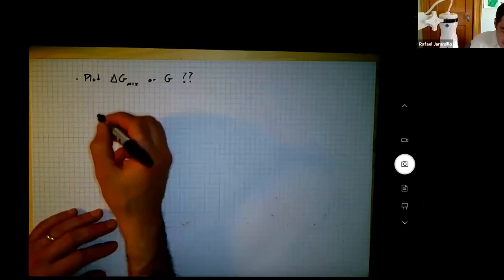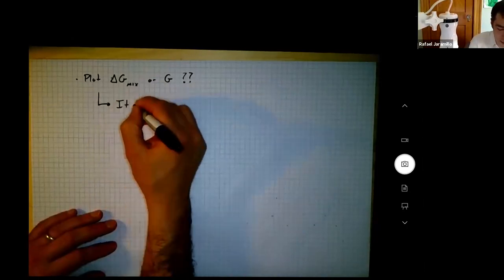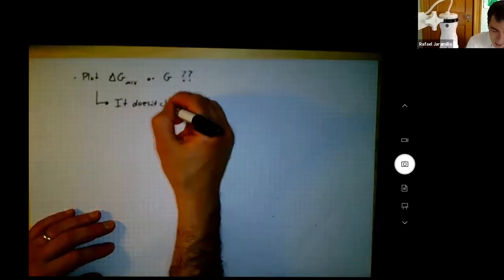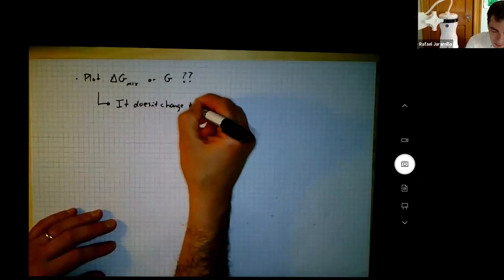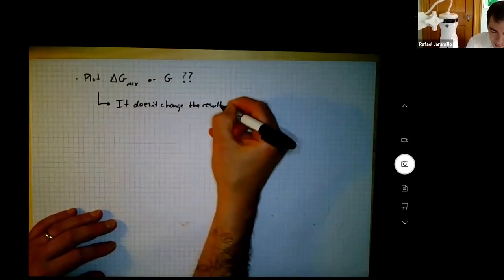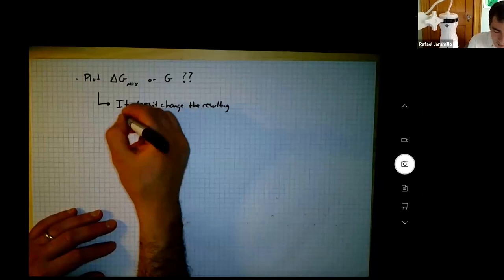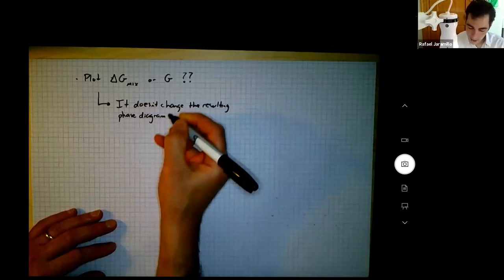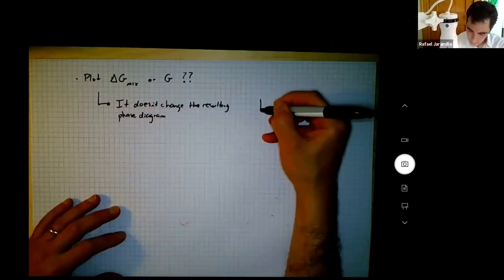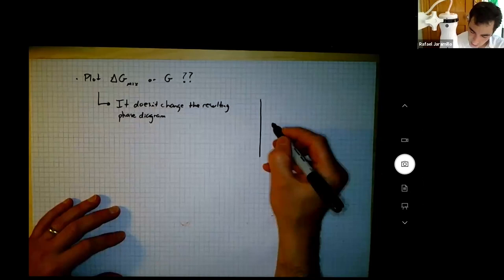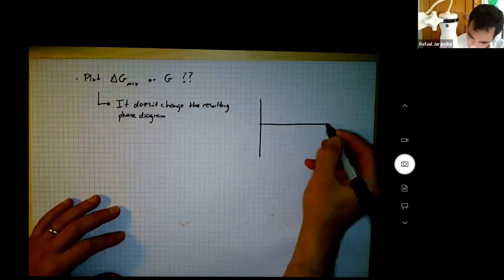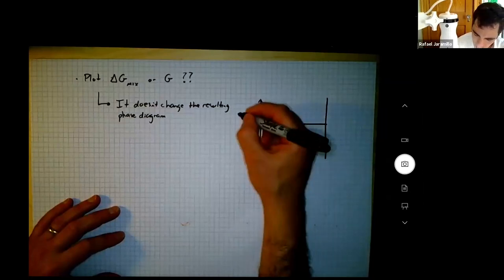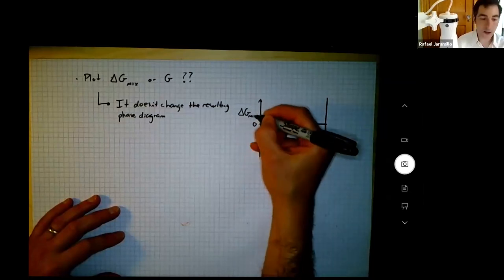Fortunately, it doesn't matter. It doesn't change the resulting phase diagram. And let me just draw that schematically. Here's a system for which I'm going to plot, and I'll draw this for a two-phase region.